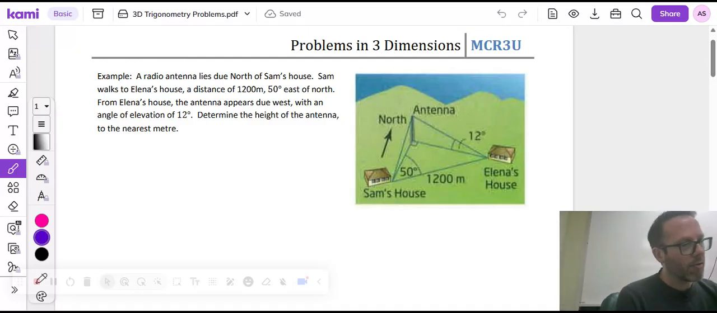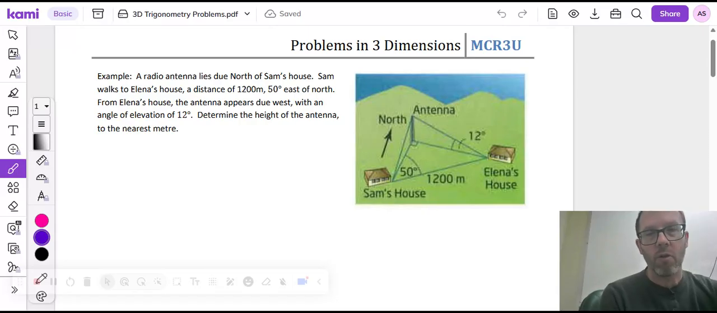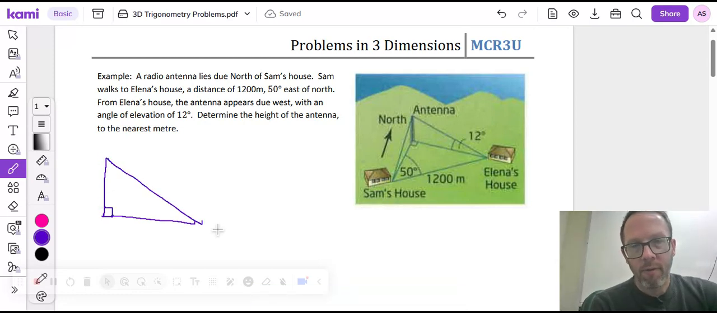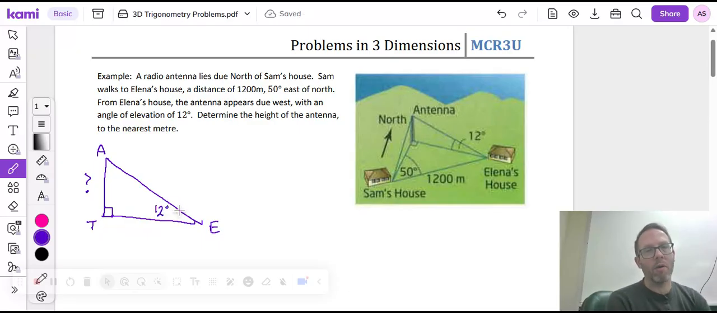And I'm not your dad. You can do what you want. But for me, I find it helpful to just redraw my triangles, turn everything into a 2D. So here is Alina's house. I'll use A for the top of the antenna. Maybe I'll use T for the bottom of the antenna. Now, ultimately, my goal is to find AT. I was given this angle of elevation of 12 degrees, but that's all I'm given.